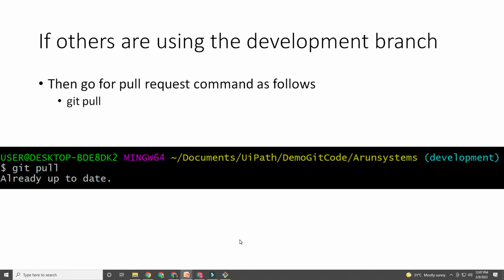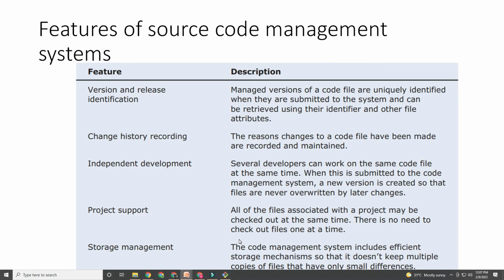Okay, fine. So now, what are the features of a source code management system? We have already discussed that, but anyway, I will list them out. Version and release identification: you can easily identify the release versions, and you can also easily manage the versions. And you can do history recording. You can check what happened previously. And independent development is also done.